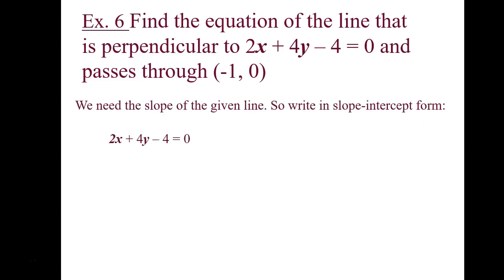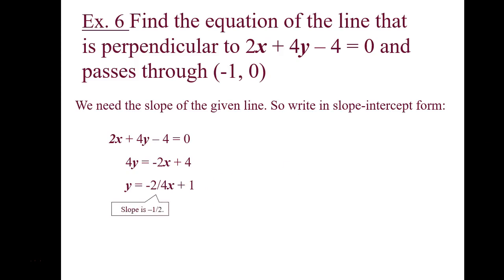So to do that, remember you need to get y by itself, so I'm going to subtract the 2x and add the 4 to the other side. I'm going to divide everything by 4, so everything gets divided by 4. -2 divided by 4, 4 divided by 4 gives me 1. So my slope of the given line is -1/2.